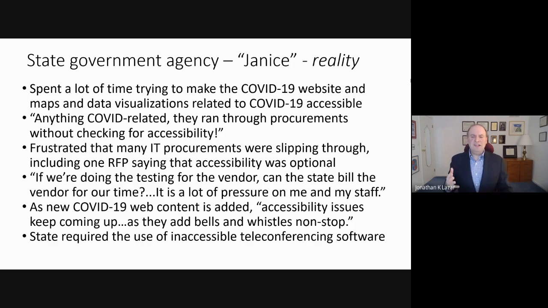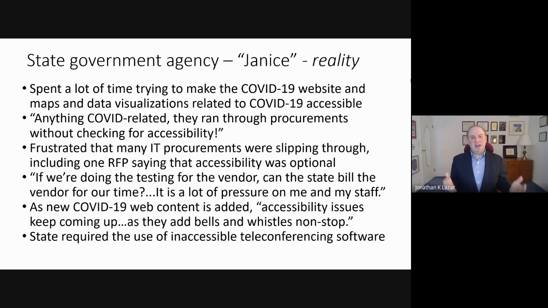Also, right, Janice mentioned, a lot of times when she complains about accessibility, the vendor says, can you do accessibility testing for us? And Janice said, why am I doing it? Like, my plate's already full. Why is my team the one doing the accessibility testing? And she wondered, could the state bill the vendor for our time? If we do the testing for the vendor, it's the vendor's job. It's a lot of pressure on me and my staff. Can't we charge the vendor?